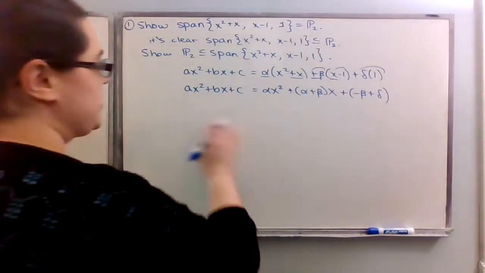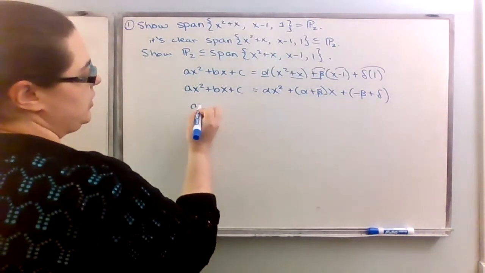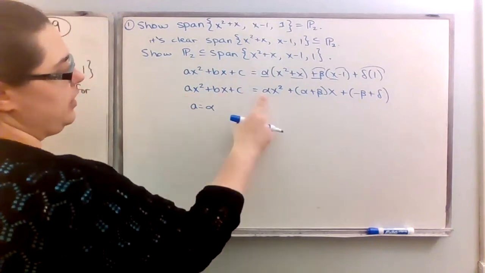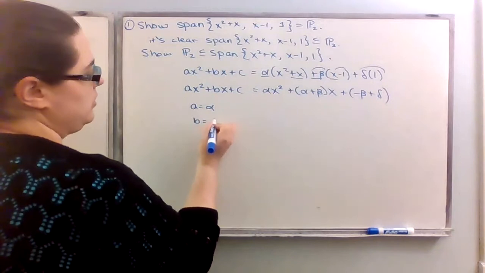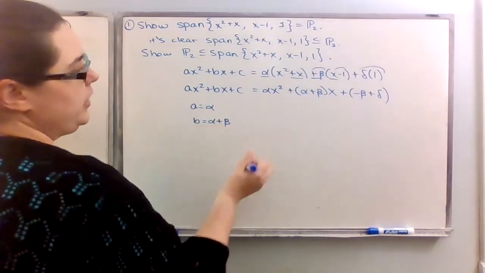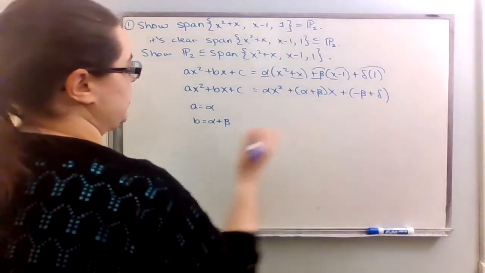So next I have a series of equations so that A is going to have to equal alpha. A is alpha. B is going to be alpha plus beta. And then C is negative beta plus delta.